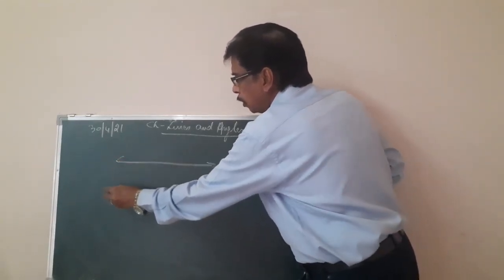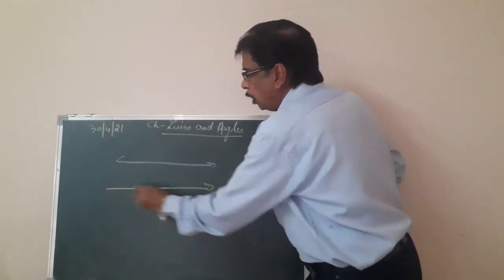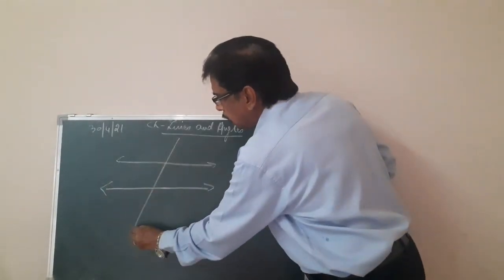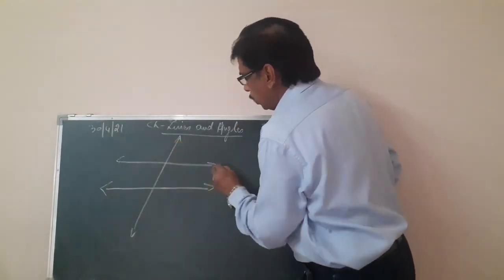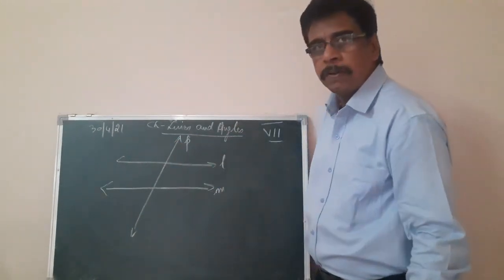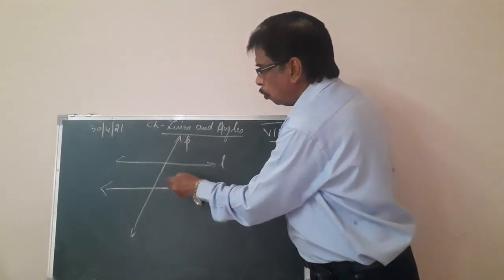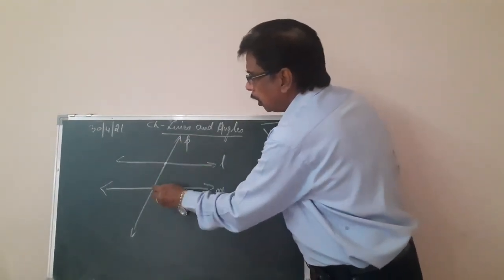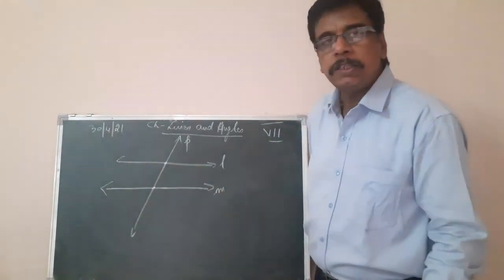You have one line here, you have another line here. It can be more than two lines. A transversal intersects two or more lines. This is line L and this is line M, and this line P is the transversal. It intersects two or more than two lines at distinct points in a plane.